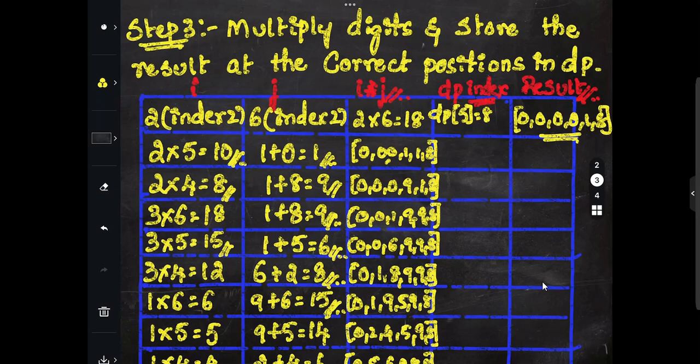So here are the multiplication steps. This one is i, this one is j, this one is num1 times num2, this one is the DP index, and this one is the result in DP. Here you can clearly see we are going with 1 times 4. I'll just go with the calculation, you can pause and look into the calculation.